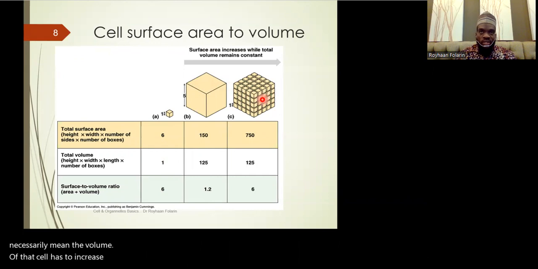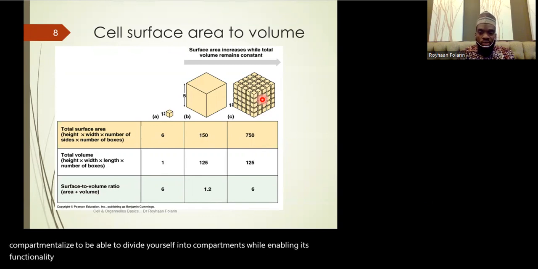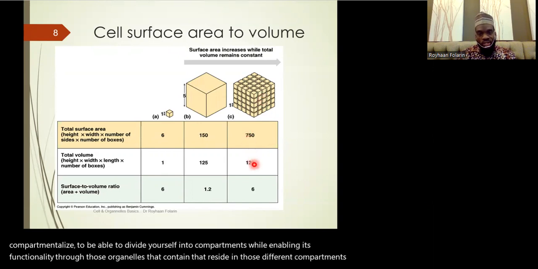So having an increased surface area enables the cell to be able to compartmentalize, to be able to divide itself into compartments while enabling its functionality through those organelles that reside in those different compartments. So this is generally how the cells behave.